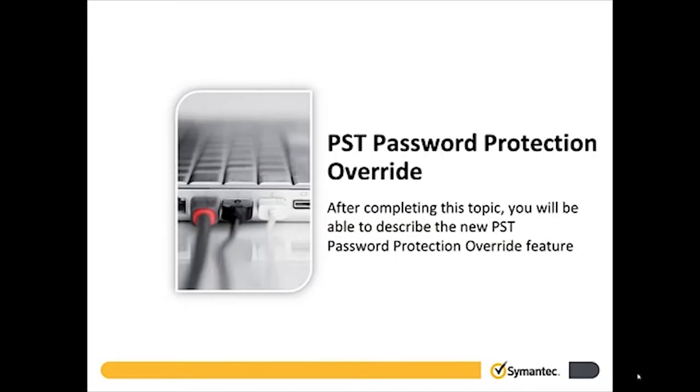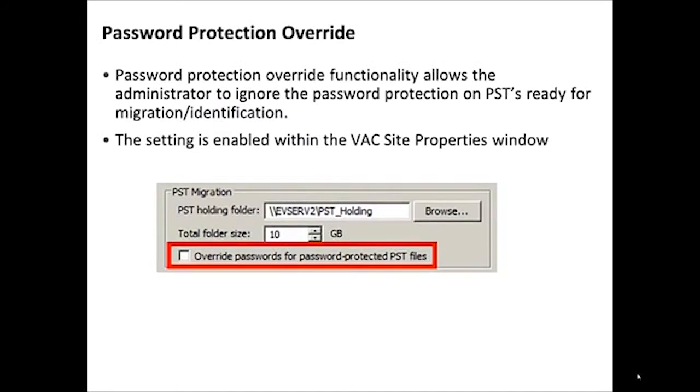PST Password Protection Override. The Password Protection Override functionality will allow the administrator to ignore any password set by the user on that PST, and effectively it will overwrite that password, and this setting is enabled within the Vault Admin Console Site Properties window.